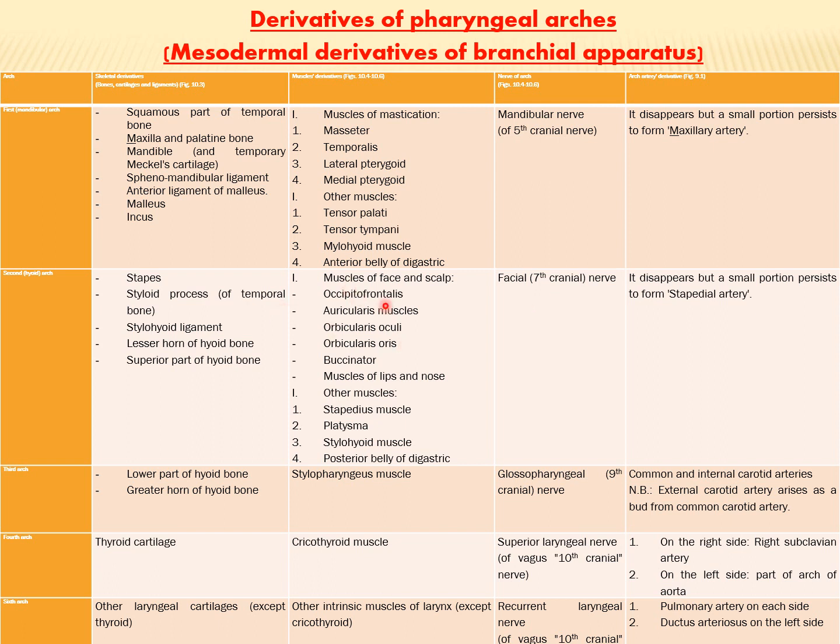The seventh cranial nerve supplies the muscles of the face and the scalp, in addition to some other muscles. The muscles of the face and the scalp include occipitofrontalis that covers the skull, extending anteroposteriorly, occipitofrontalis that moves the eyebrow.